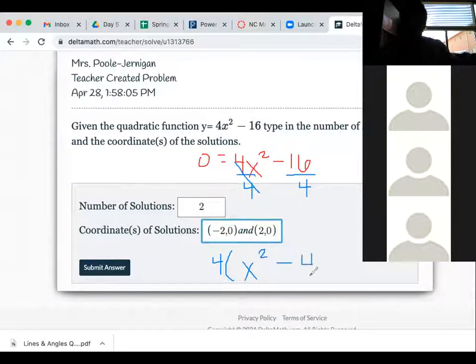So when I divided out the 4, I was left with x squared minus 4. Is everybody okay with that? If there's a GCF, you take it out. If there's not a GCF, then you go on to your next factoring steps, okay? I have a factoring poster. I'm going to hang it up for y'all.